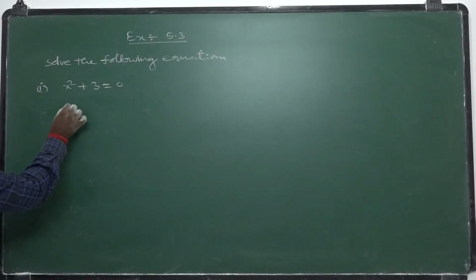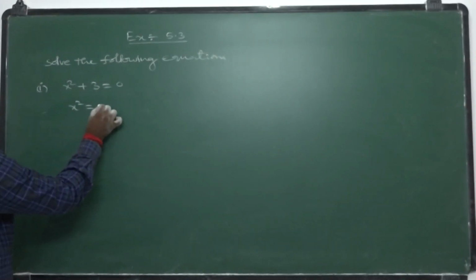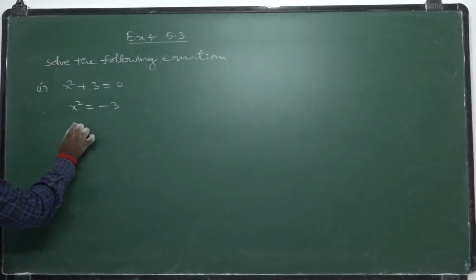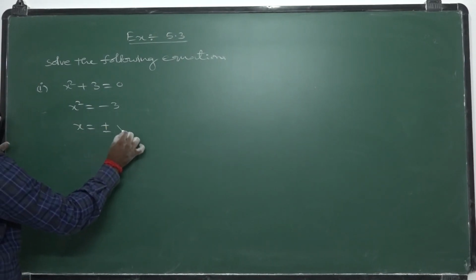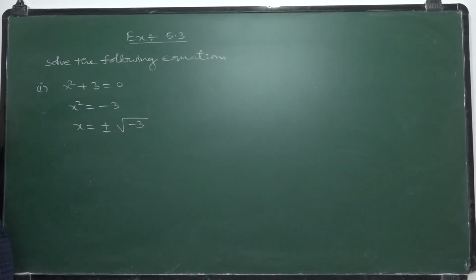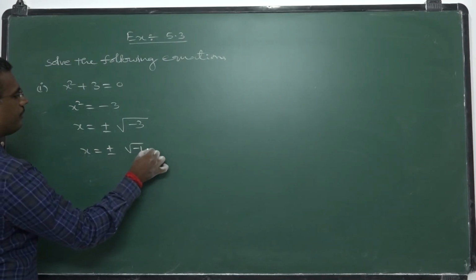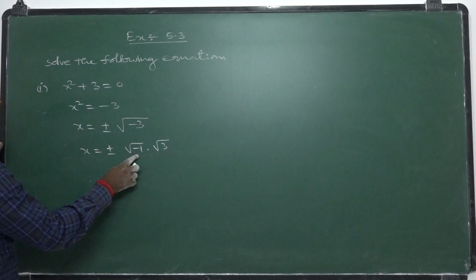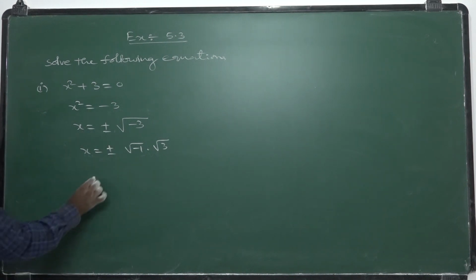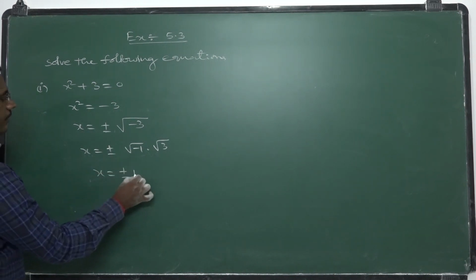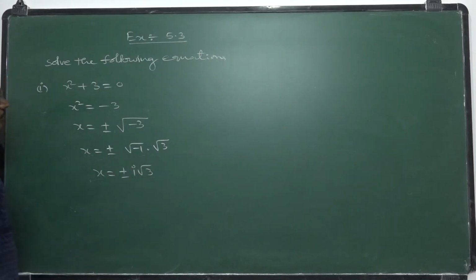Okay. So x square is equal to minus 3. x equal to plus or minus root of minus 3. So x equal to, it can be written as root of minus 1 into root 3. But root of minus 1 value is i. So x equal to plus or minus i root 3. So therefore the solutions of the given equation are plus or minus i root 3. i root 3 is one solution, minus i root 3 is the other solution.